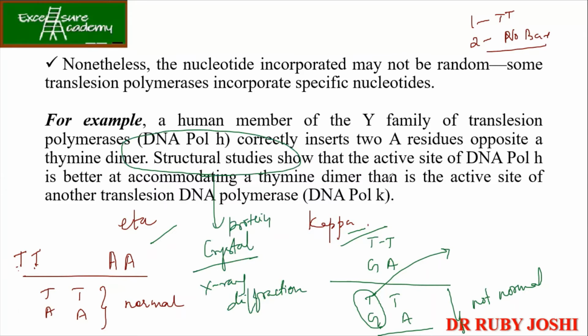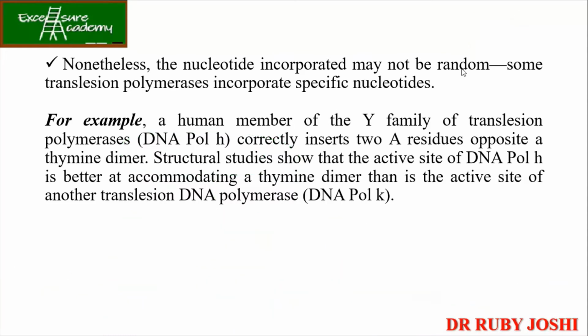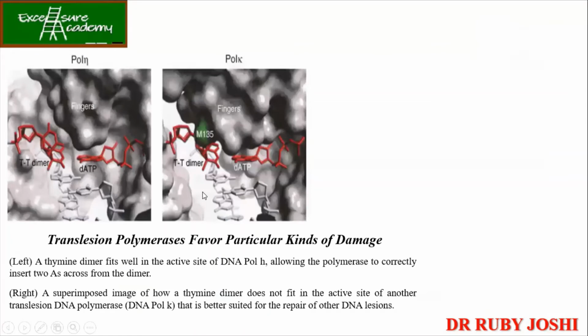Does that mean that eta will always put A opposite base pairs only, or does that mean that in case of thymine dimer, it's likely to put A? It is likely because of its active site. So that is what I was telling. From the structural studies, they came to know about this. So let's see the structure. It is random, but in that particular case, it tends to put A, just because the active site is meant like that.